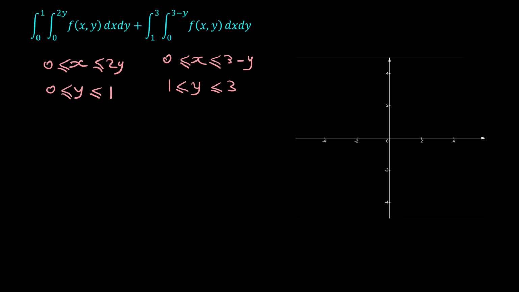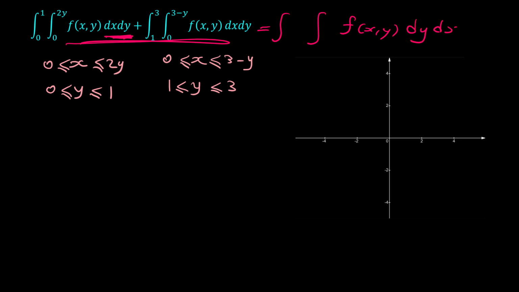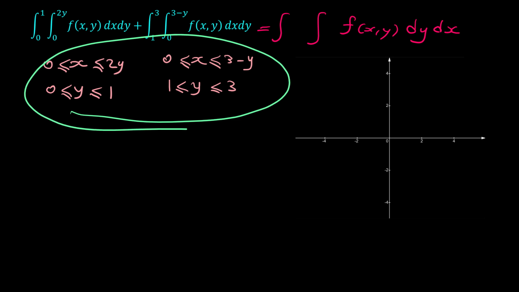Here, the given integral is in terms of x first, then with respect to y. So we want to change the order. We want to write this double integral, the sum of these two integrals, in the form of a double integral of the function f with respect to y, then with respect to x. We want to reverse the order. And now we have to sketch these two regions, and then by looking at the graph, we can find the lower bound and upper bound for x and y.